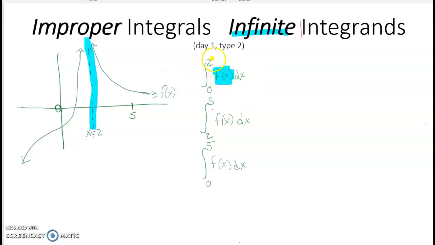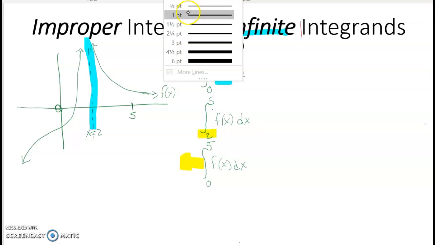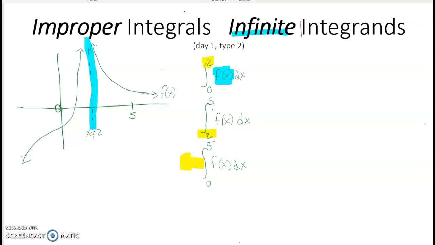If we look at this integral, we've got a problem here. If we look at this integral, let's see, our problem's down here. And if we look at this last integral, our problem is sandwiched in between the two endpoints. So first we'll just quickly run through and talk about how they're officially to be written.